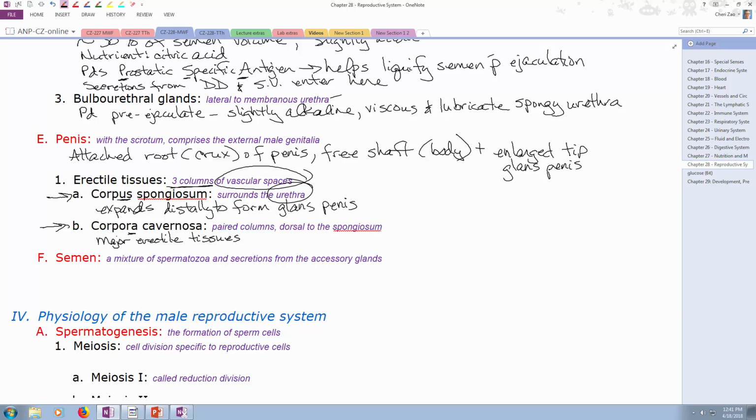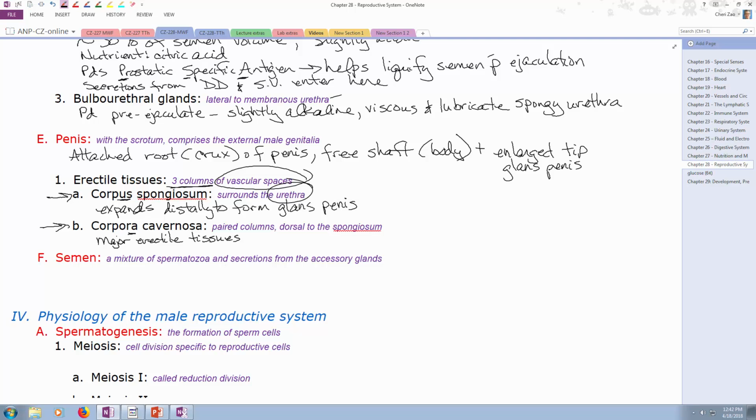We need to dilate the arteries and arterioles feeding the penis and make sure the blood flow goes in and starts to compress the outflow, which is venous, and that will allow for an erection to occur. So that's that mechanism. ED, erectile dysfunction, has medical treatments, and the medical treatments allow for more efficient inflow, which will then help to minimize the outflow because of the weight of the engorgement that occurs.